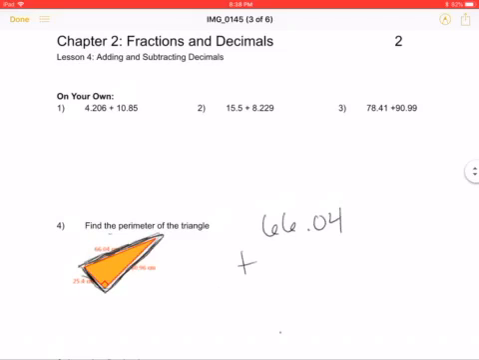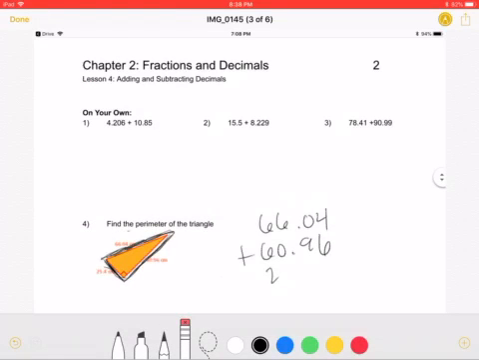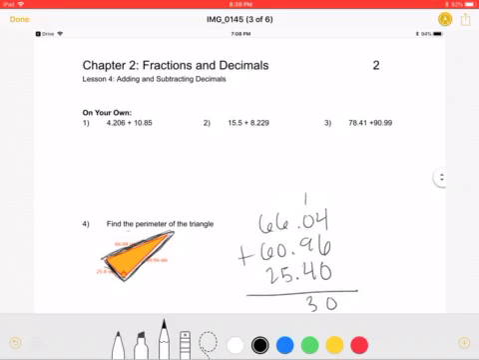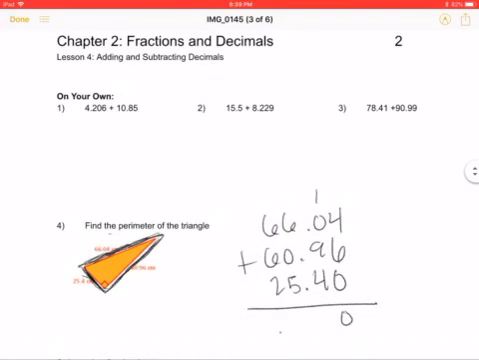66.04 plus 60.96 plus 25.4. I'm going to add that 0 at the end. So we know that 6 plus 4 is 10. 9 plus 4 plus 1 is 5. So 9 plus 5 is 13. I'm sorry, 14. 9 plus 5 is 14. I forgot to add that 1. So we have 14.